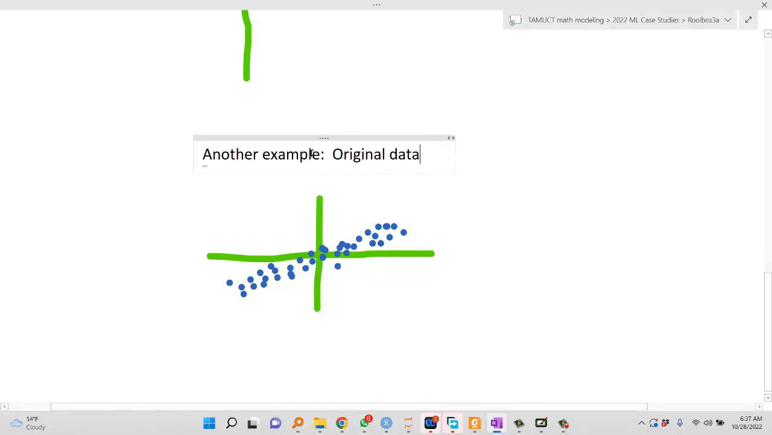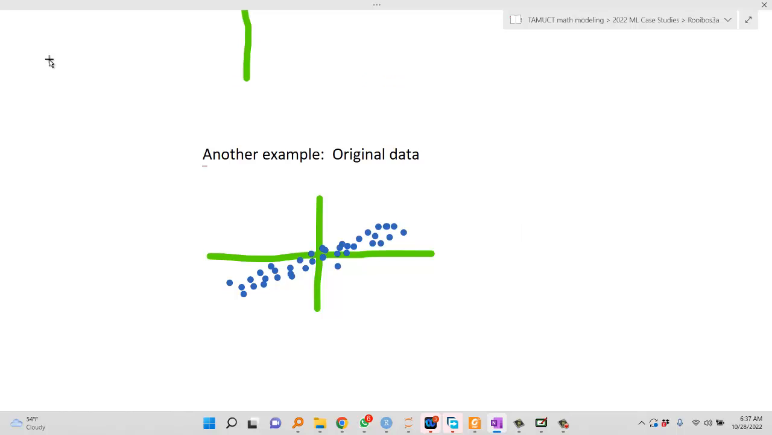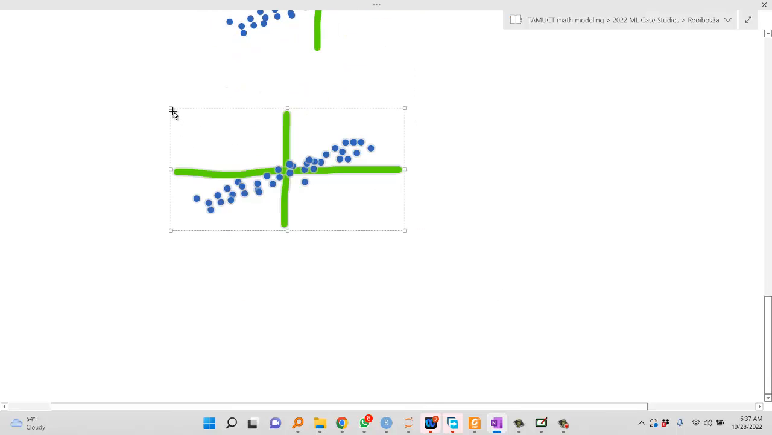Here's the original data. And like I said, it looks like it's mostly lined up along the x-axis. But I'm going to rescale it so the x and y variation is the same. So I'm going to select this. A point I want to make is that correlation actually has nothing to do with how spread out the data is. This data seems very spread out along the x-axis, but correlation has nothing to do with that, because correlation is preserved, as I said, under rescaling.